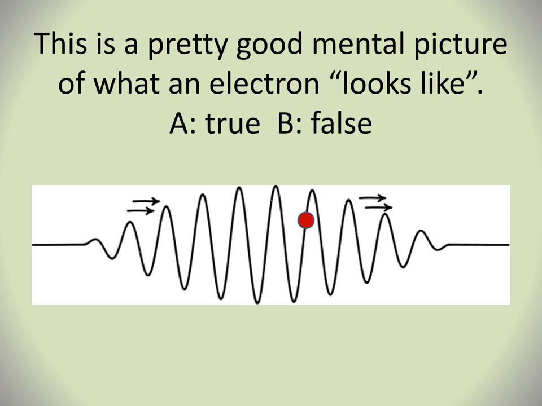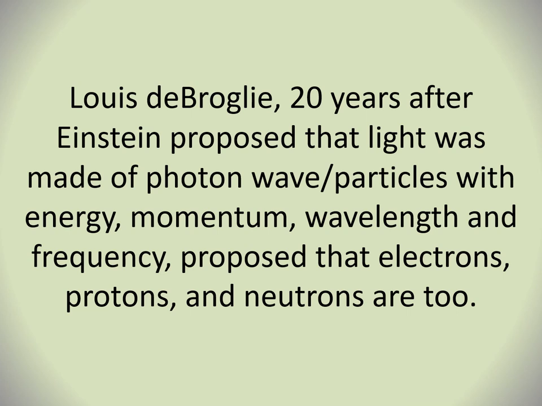True or false? This is a pretty good mental picture of what an electron looks like. And that one's also true. We think electrons look about like photons. 20 years after Einstein proposed that light was made of photon wave-particles, with energy, momentum, wavelength, and frequency all globbed together in a wave-particle combination, Louis de Broglie proposed that electrons and protons and neutrons do this too.